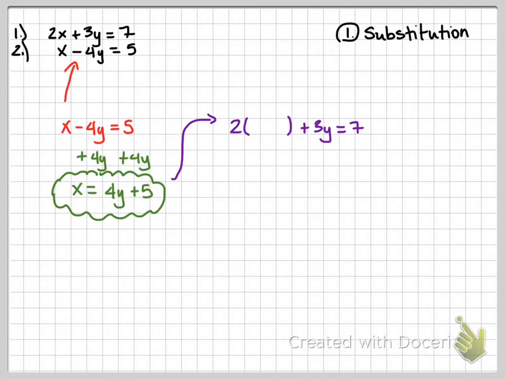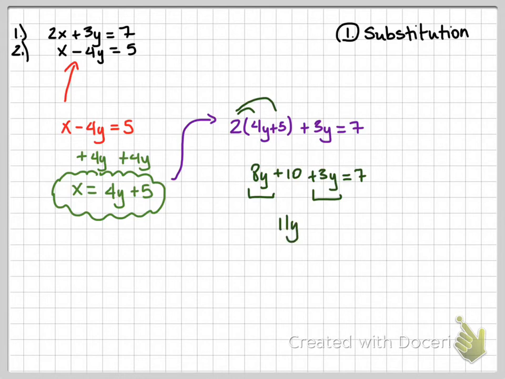So we said that x equals 4y plus 5, so we can put 4y plus 5 in here. Now we have numbers and variables, but we only have one variable, y. Since we have one variable and one equation, we can solve for y. So we distribute. This gives us 8y, and 2 times 5 is 10, so 8y plus 10 plus 3y equals 7. 8 and 3 are like terms, so we combine them: 8 plus 3 is 11. This is 11y plus 10 equals 7.